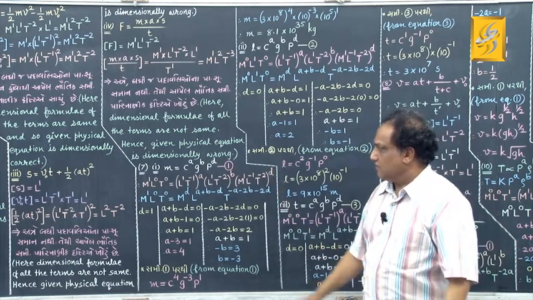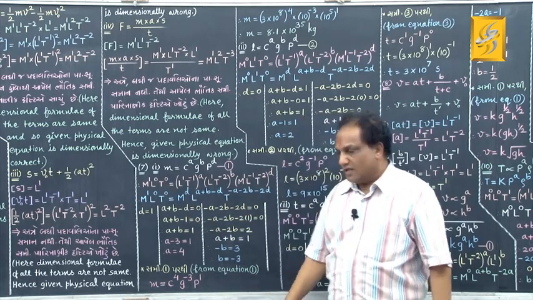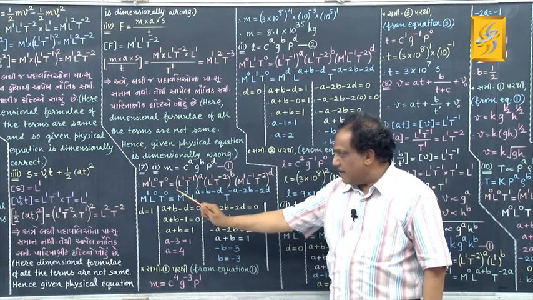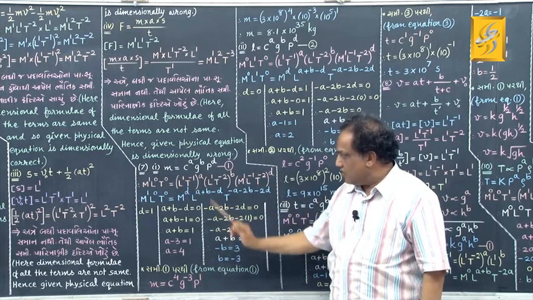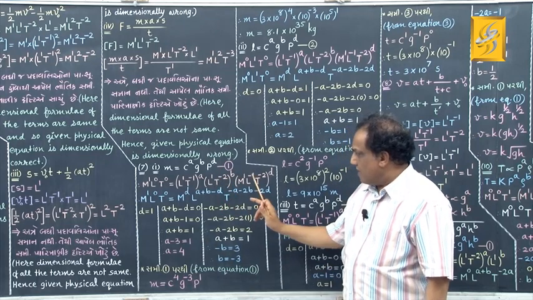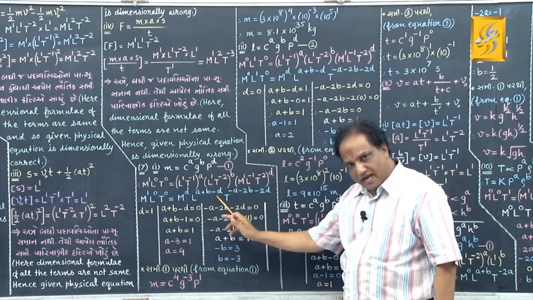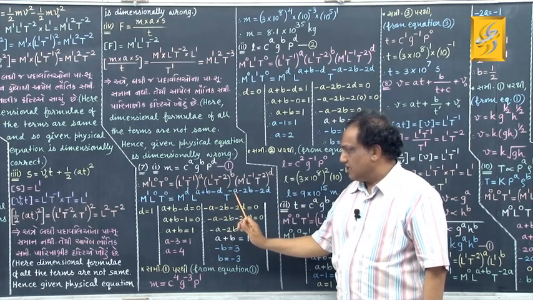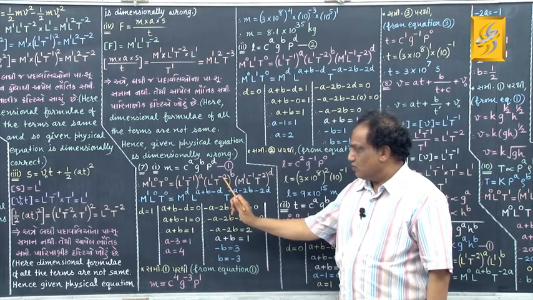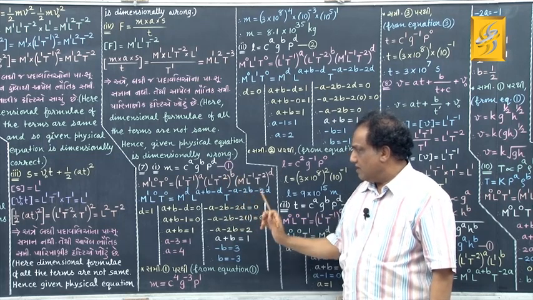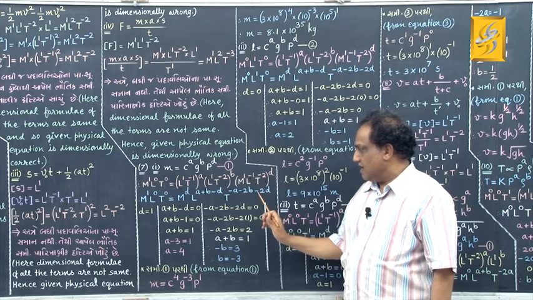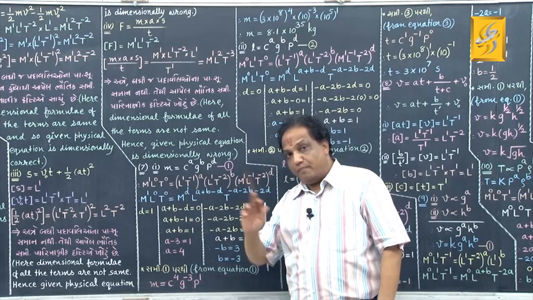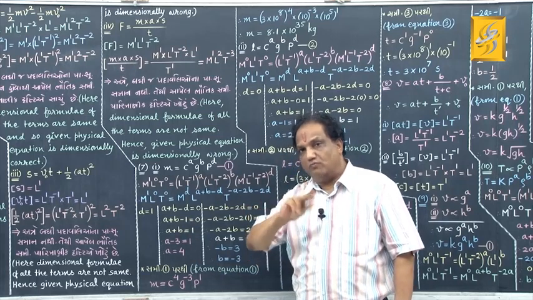This part as it is. Here M raised to 1 into d, that is M raised to d. Then L raised to 1 into a, that is a; 1 into b, that is b; minus 1 into d, that is minus d. For time, T raised to minus 1 into a, that is minus a; T raised to minus 2 into b, that is minus 2b; T raised to minus 2 into d, that is minus 2d. Now just compare the powers of M, L and T on both the sides.